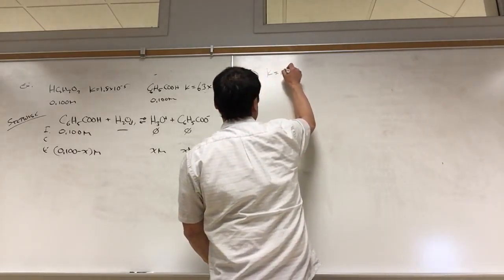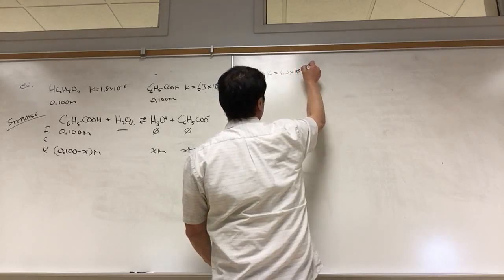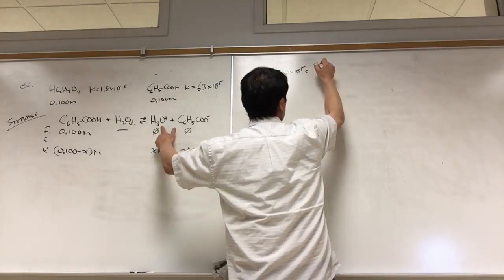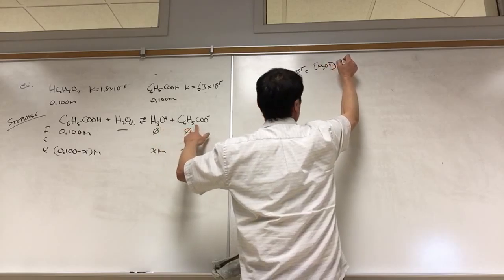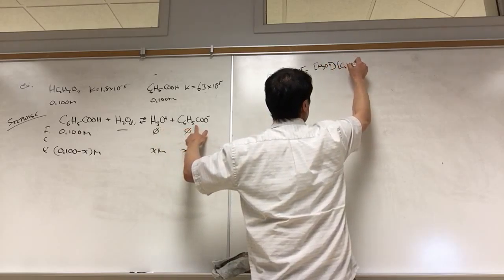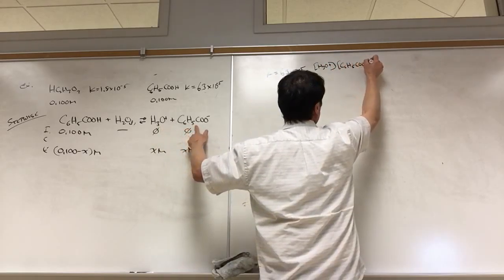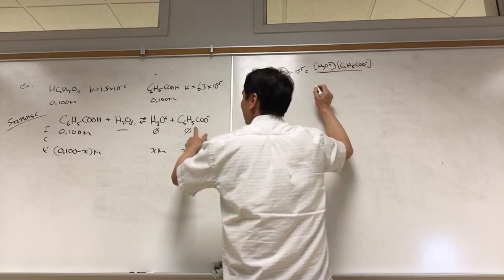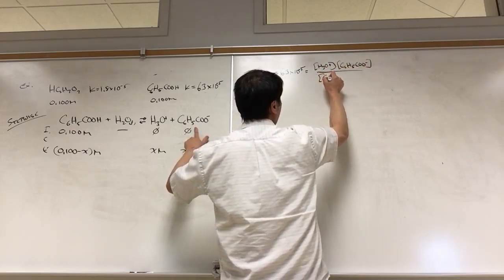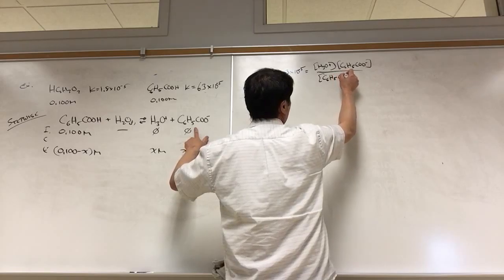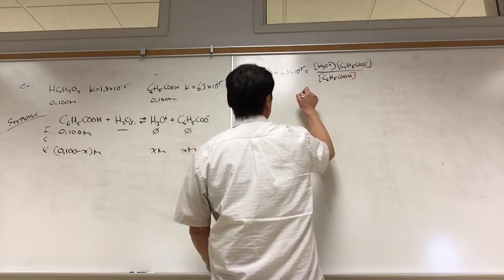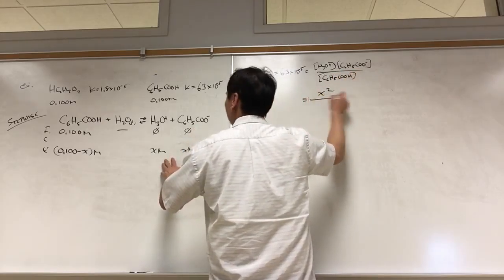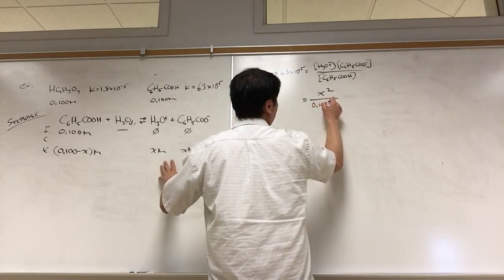So for benzoate, we got 6.3 times 10 to the minus 5, which is going to equal the hydronium times the benzoate ion, C6H5COO minus, concentration divided by the benzoic acid concentration. So this is going to equal X squared over 0.100 minus X.